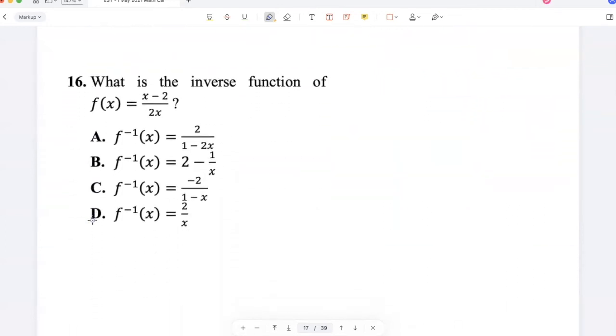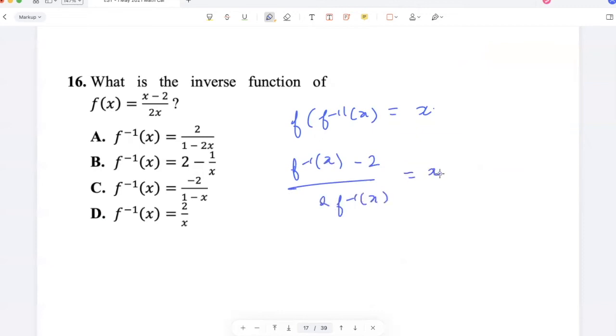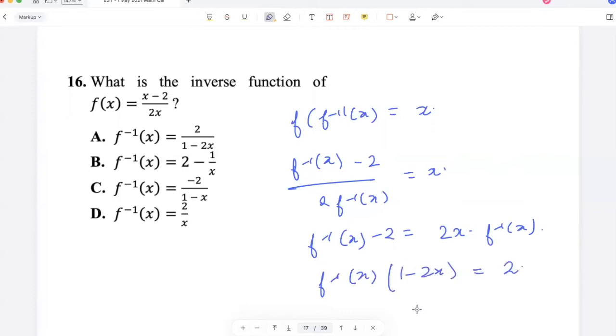What is the inverse function of this? So f of f inverse x should be x. So f inverse x minus 2 divided by 2 times f inverse x should be x. So f inverse x minus 2 is 2x f inverse x. So f inverse x into 1 minus 2x is 2. So f inverse x is 2 by 1 minus 2x. 2 by 1 minus 2x, option A.